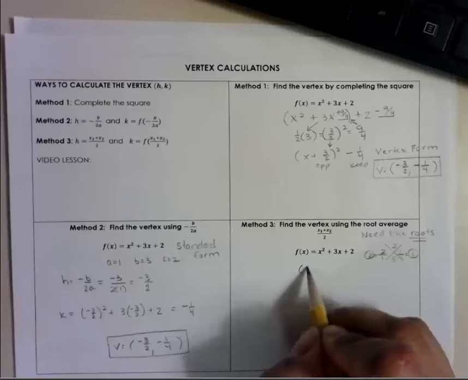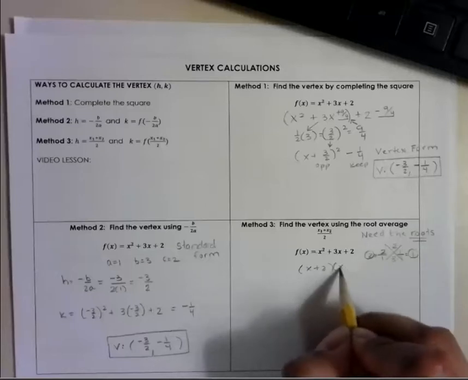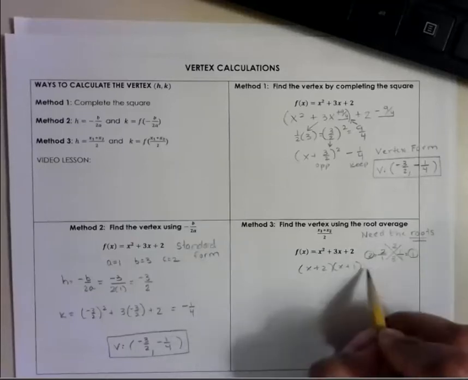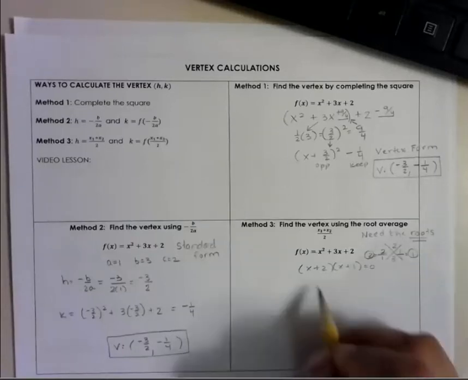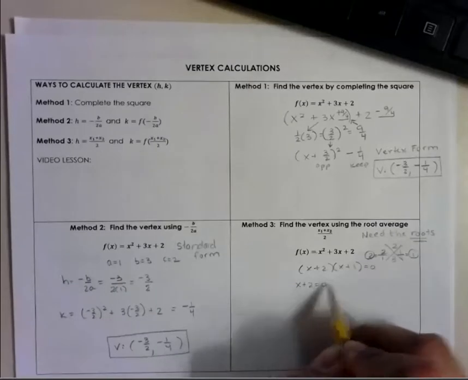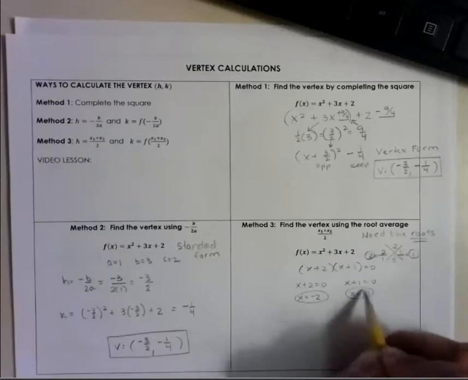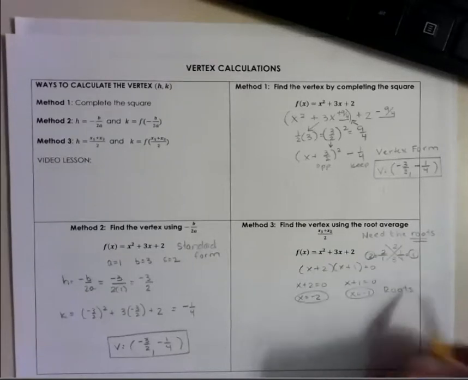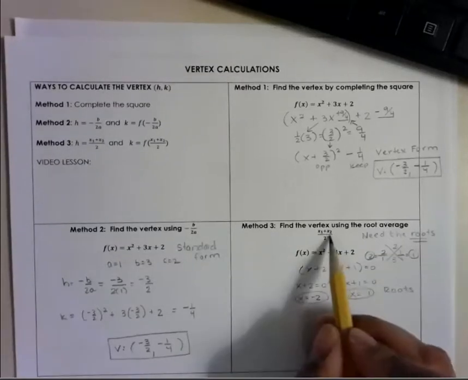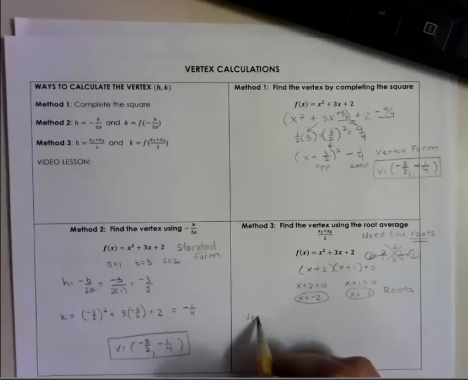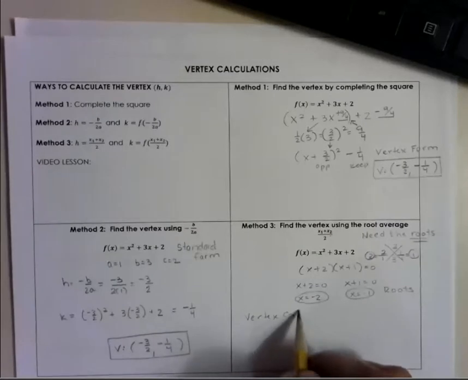So this becomes x plus 2, x plus 1, right? To solve for the roots, we'll go ahead and set it equal to 0. That means x plus 2 equals 0, x plus 1 equals 0. I get that x equals negative 2 and that x equals negative 1. Alright, so these are the roots, but this is not my final answer. This is what I'm going to use to get my vertex. Alright, so this is now the vertex calculation.